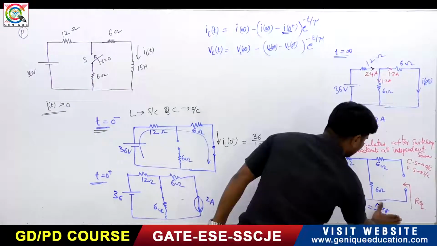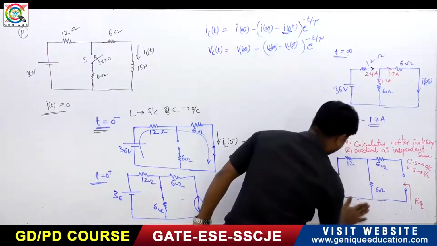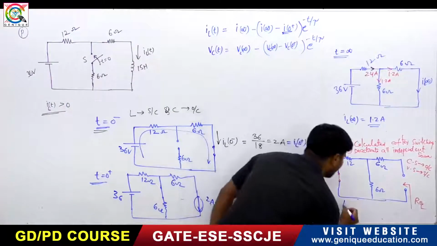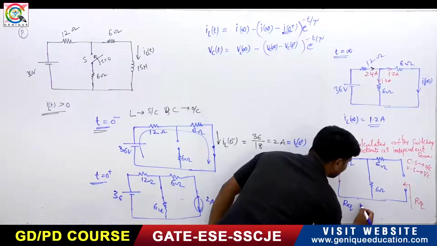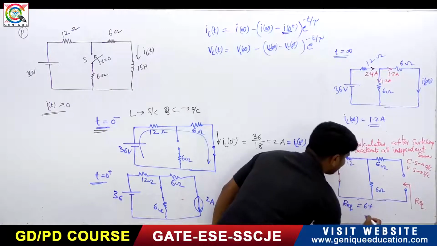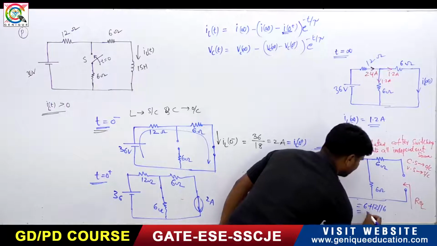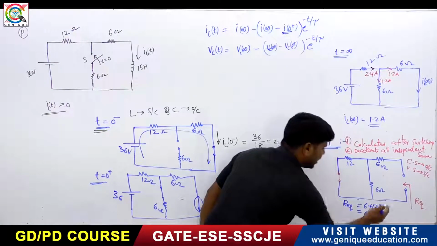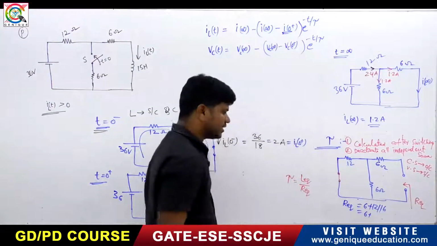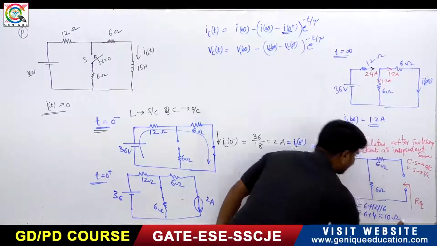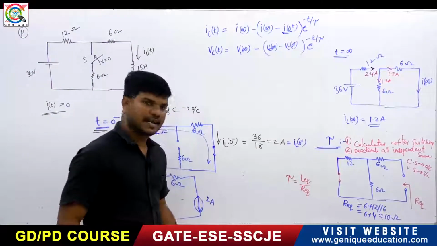This is equal to, what is R equivalent? Here R equivalent is equals to 6 plus 12 parallel with 6. This is equals to 6 plus, what is the 12 parallel with 6? 12 parallel with 6 is 4. So this is 10 ohms we got. So R equivalent is 10 ohms we got.